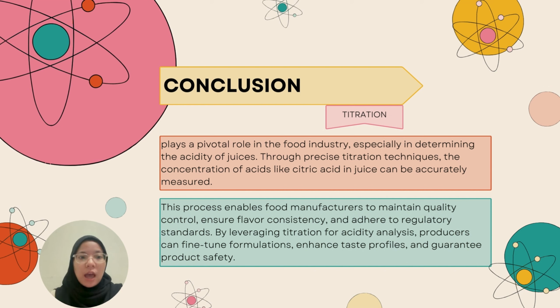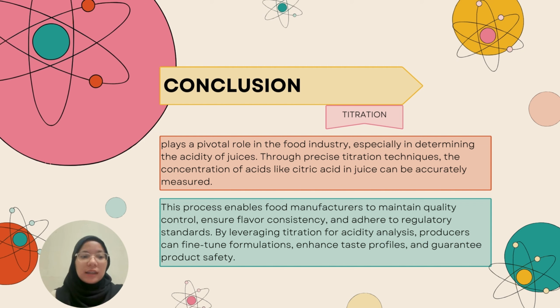So, in conclusion, titration plays a pivotal role in the food industry, especially in determining the acidity of juice. By carefully adding a standardized solution to the juice sample until the endpoint is reached, the exact concentration of acid present in the juice can be calculated. The acidity of juices, often expressed as pH or titratable acidity, not only influences the taste and sensory characteristics, but also plays a role in preservation and microbial stability.